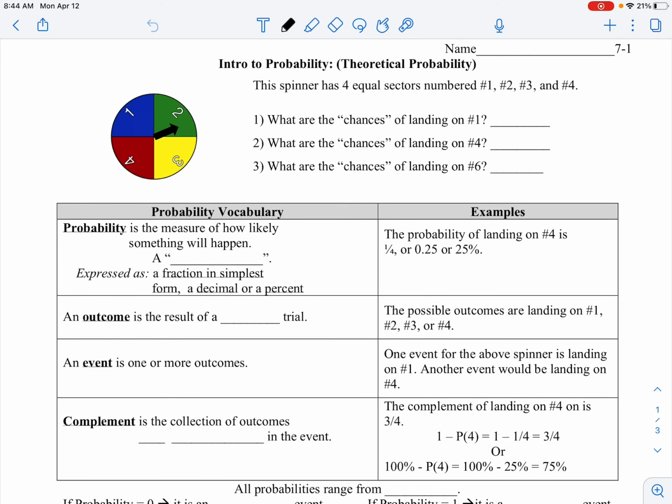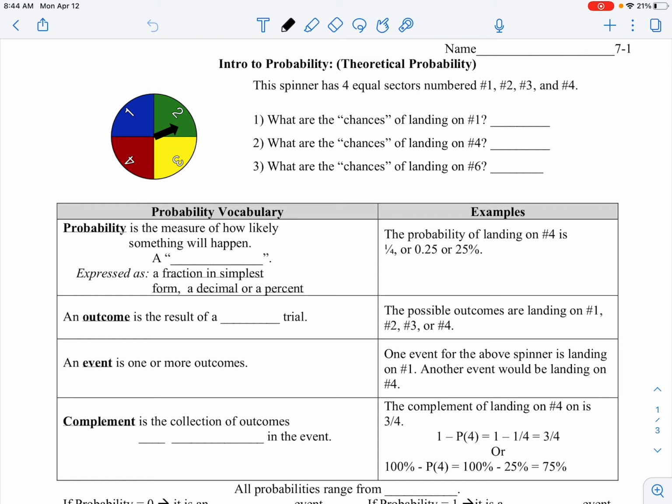We are now moving into probability today, so we're starting a new unit. This is 7-1. If you have not completed the Unit 6 test as of yet, please do so as soon as you can. That and the review will be the first grades of this quarter in the gradebook. Alright, so what we're going to be talking about today is theoretical probability. Just a quick intro here.